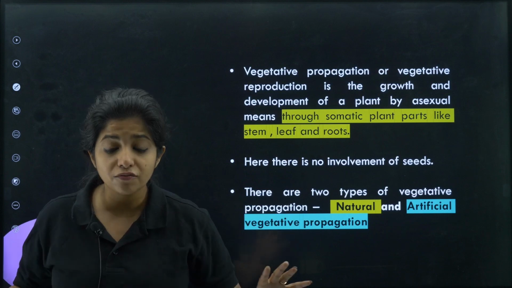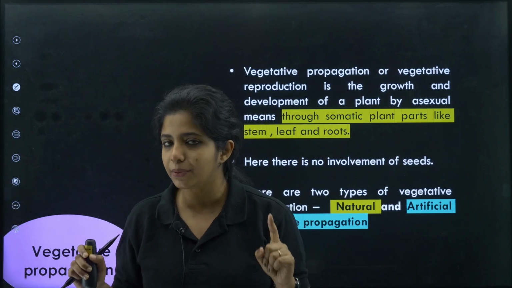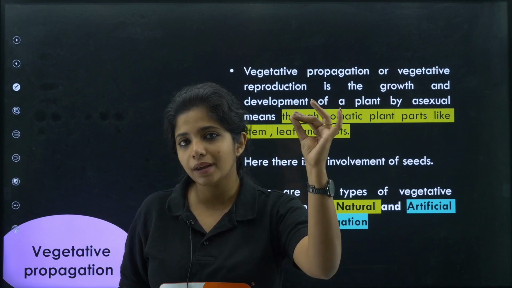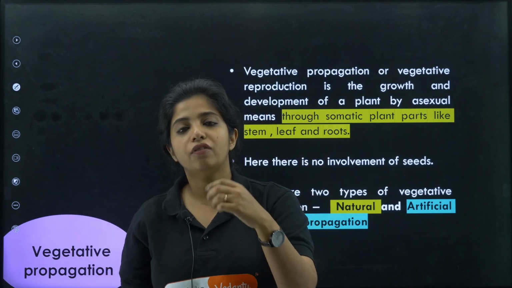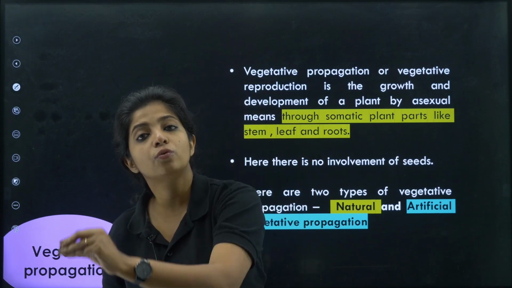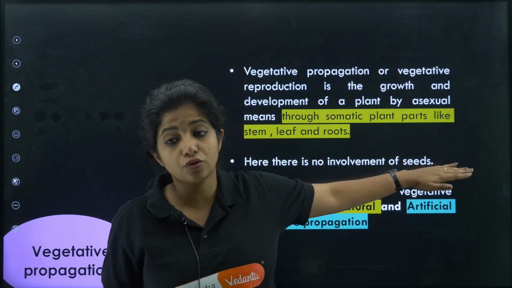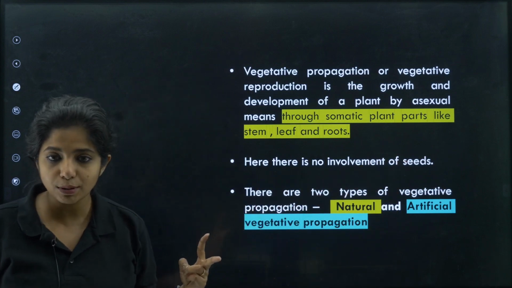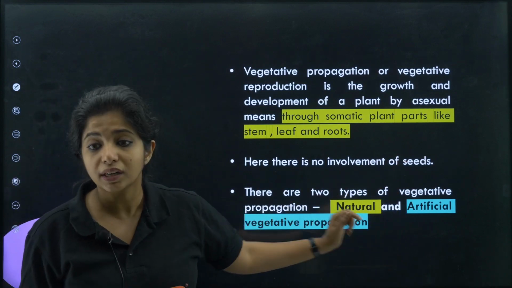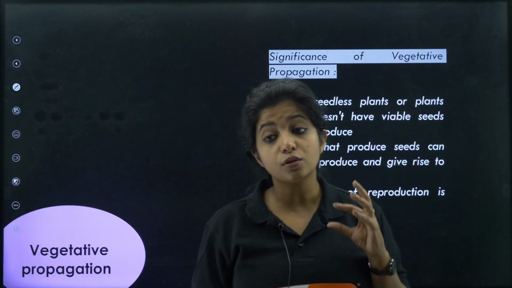Okay, so there is no involvement of seeds. There is no formation of seeds, my dear children. Remember that. Basically, seed formation happens when the male and the female gametes come together. It forms a zygote, and the ovule where all this is happening is now known as what? Seed. But over here, fertilization is not happening, so there is no formation of seed as well. Now, you have two different types of vegetative propagation. One is natural and the other one is what? Artificial vegetative propagation.